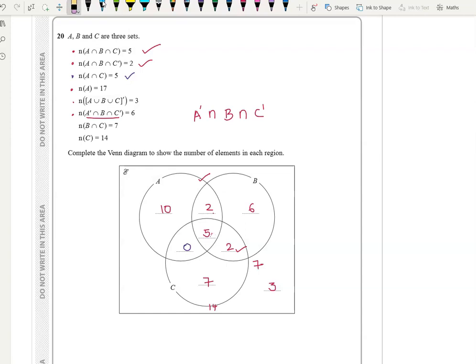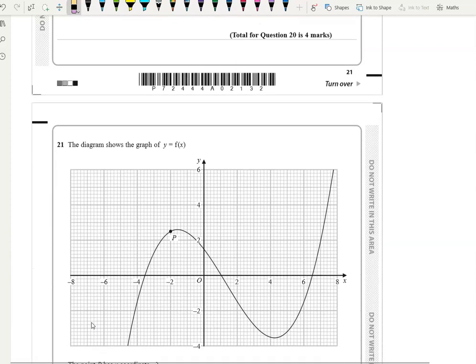That's it. We have completed all the parts of the Venn diagram, and that's it for this question. Moving to the next question, question number 21.